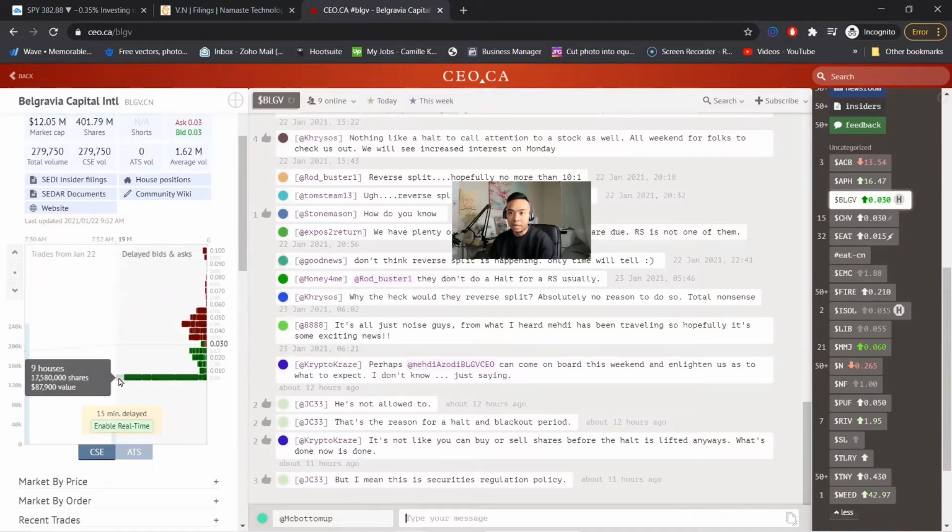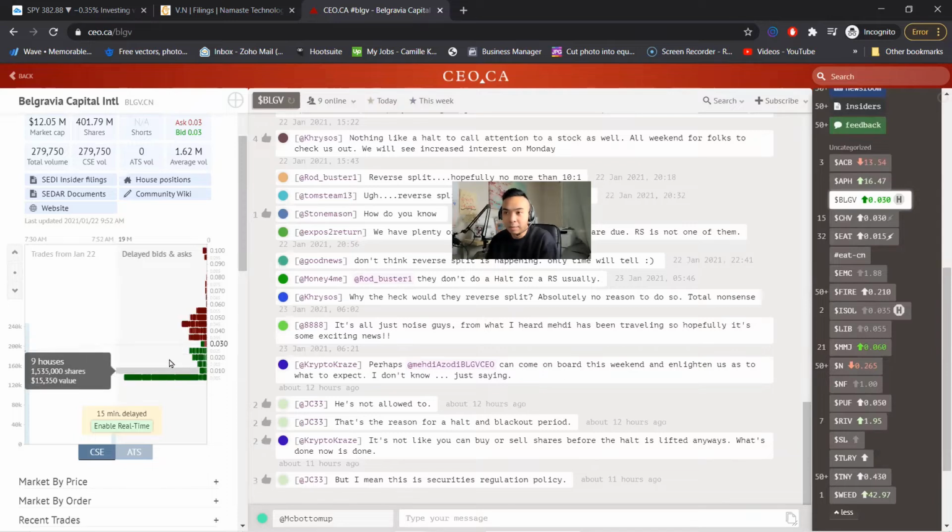So you can see here that $87,000 or 9 houses, which could be TD or TD, I guess another TD. This is all TD that wants to buy the stock at 0.005. So basically 5 cents or less than 5 cents, half a cent. And basically you can see here.